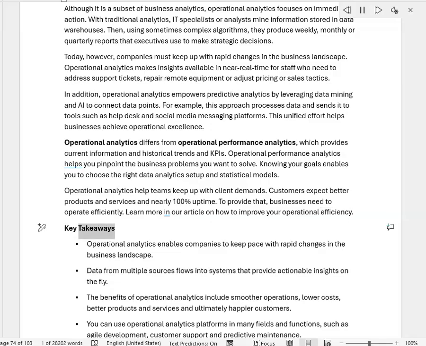Key takeaways. Operational analytics enables companies to keep pace with rapid changes in the business landscape. Data from multiple sources flows into systems that provide actionable insights on the fly. The benefits of operational analytics include smoother operations, lower costs, better products and services, and ultimately happier customers. You can use operational analytics platforms in many fields and functions, such as agile development, customer support, and predictive maintenance.